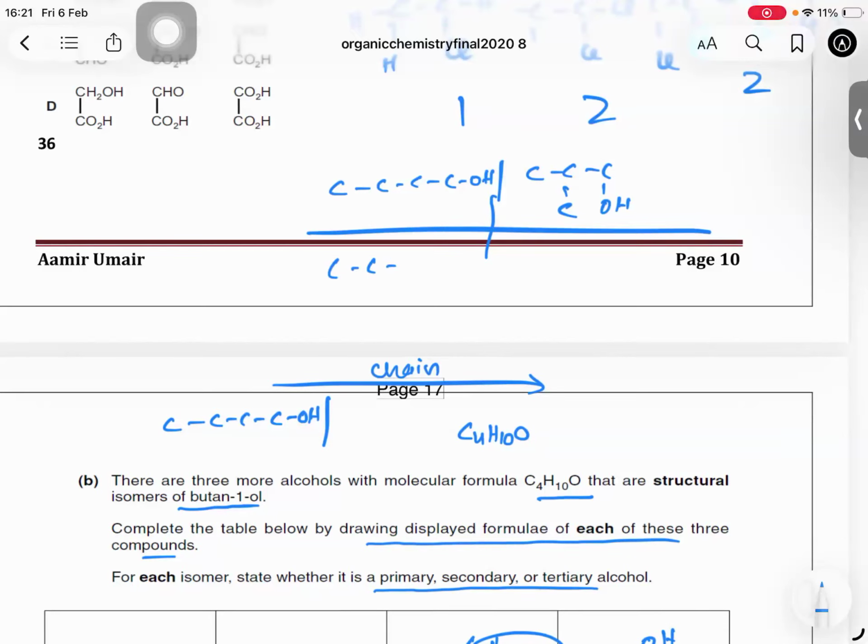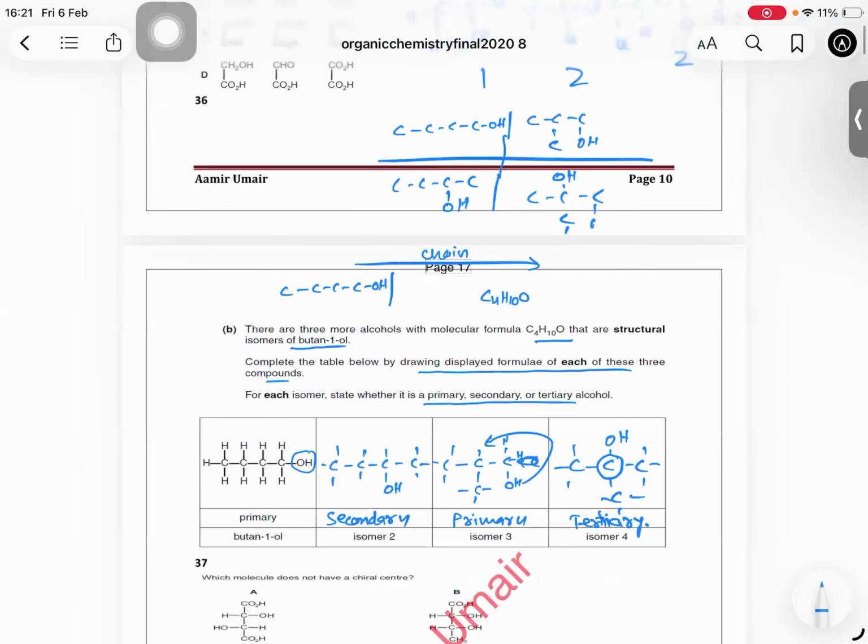Then change the position, 1, 2, 3, 4 here. Here is the carbon and here is the OH. So the total number is 4. Out of those, 1 was already shown, so 3 more we have drawn.